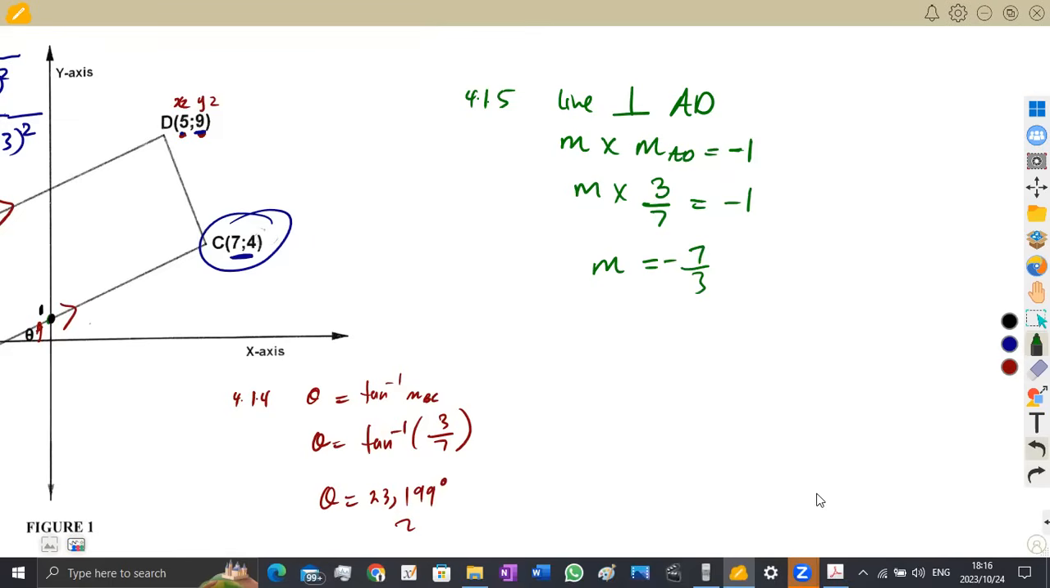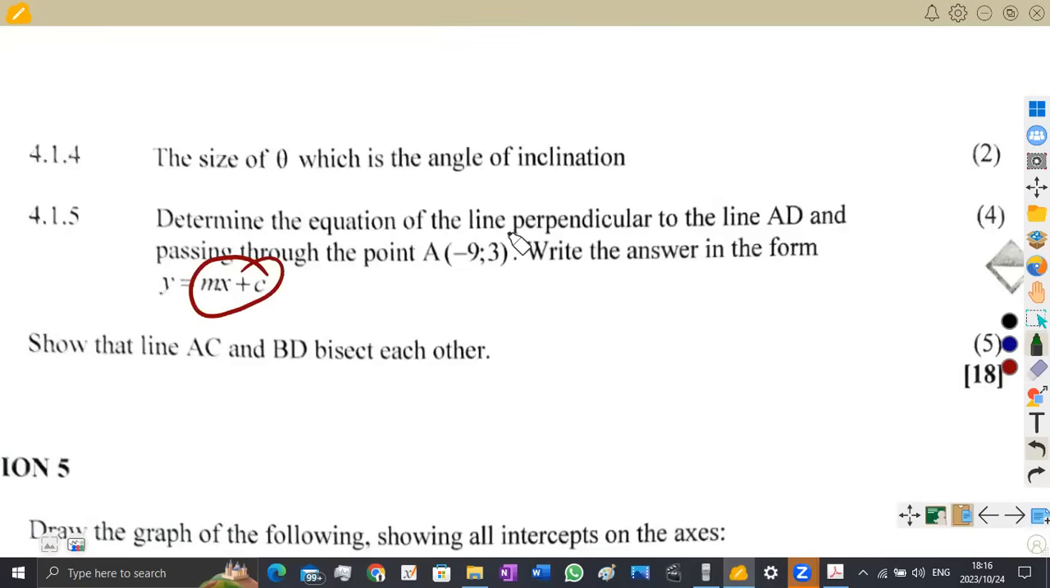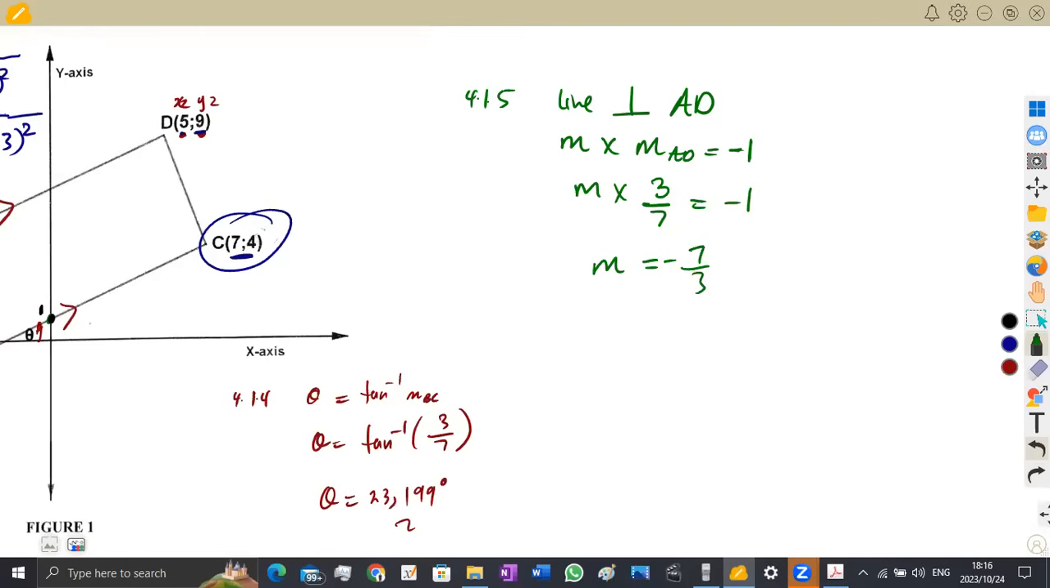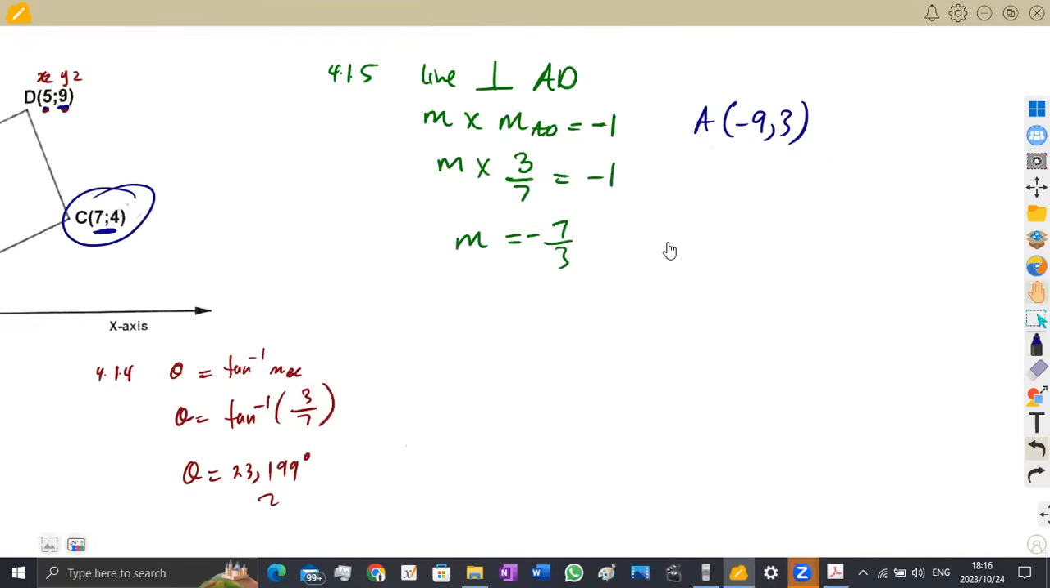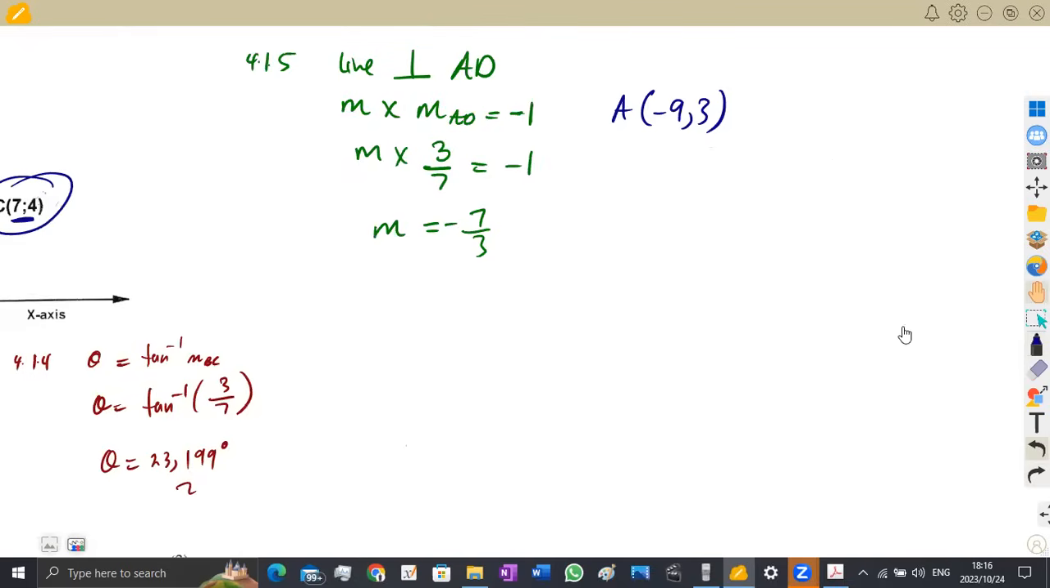And since we have the gradient, we can calculate the equation because we are told that this line is going to pass through the point A, which is (-9, 3). So we are given where this line is going to pass through. We are simply going to find the equation because we have the point and also the gradient, and we are supposed to write it in the form y = mx + c.